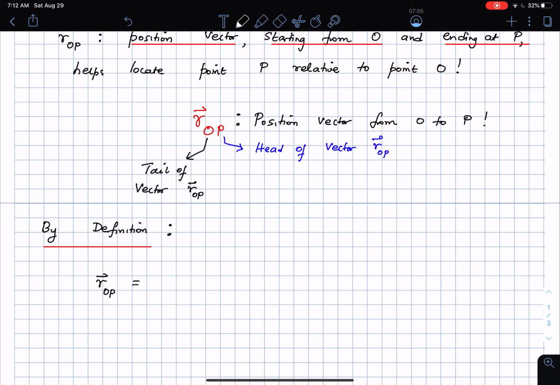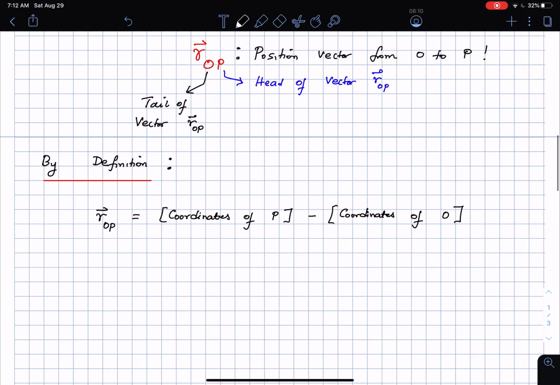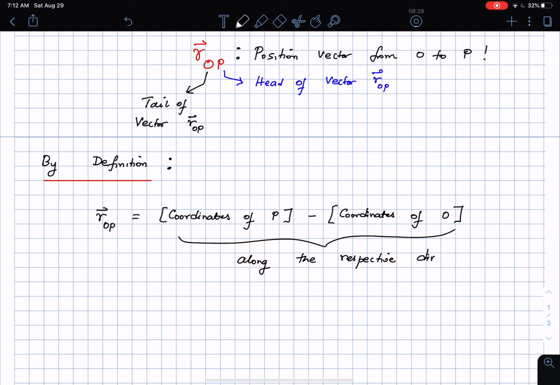ROP is given by the coordinates of the point P minus the coordinates of the point O. Coordinates of the last point P minus the first point O. Okay, and this has to be, of course, accompanied by their respective unit vectors along the respective directions, and here is how you do it.